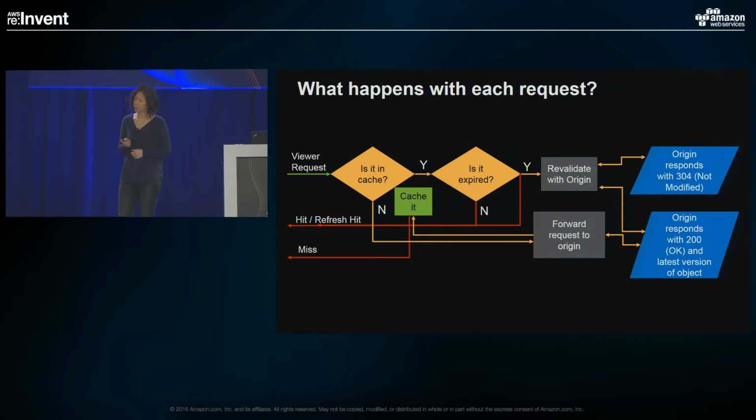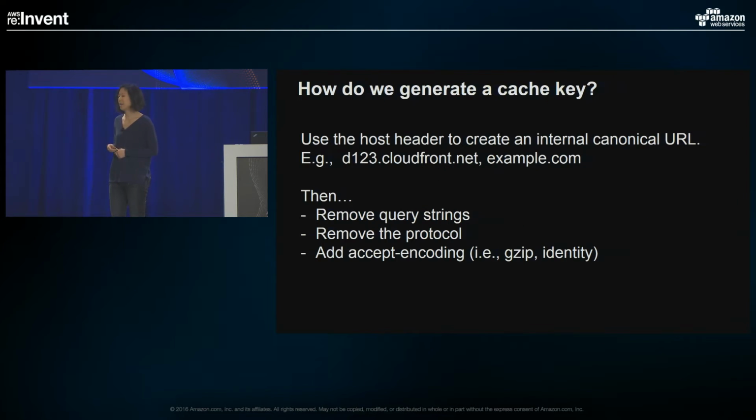So let's talk about this green box a little bit. How do we actually cache? Or rather, how do we generate a cache key? We use your host header, your d123.cloudfront.net, or your CNAME, example.com, to create a canonical URL. You remove all the query strings and the protocol, and add the Accept-Encoding header, which effectively filters down to gzip and identity. For every single object, we create an individual cache identity key, which is your canonical URL and all the parameters that you specified in your cache behavior. We'll talk about that in a second.